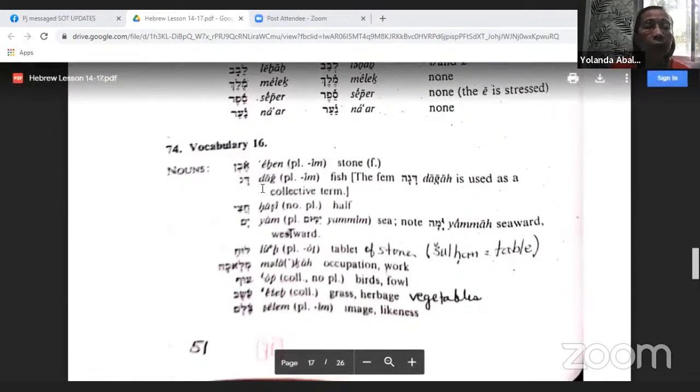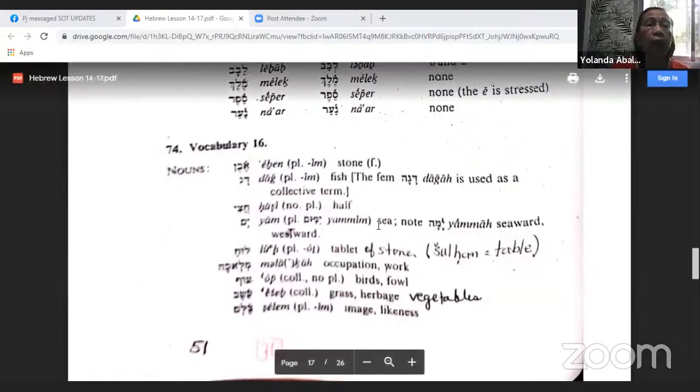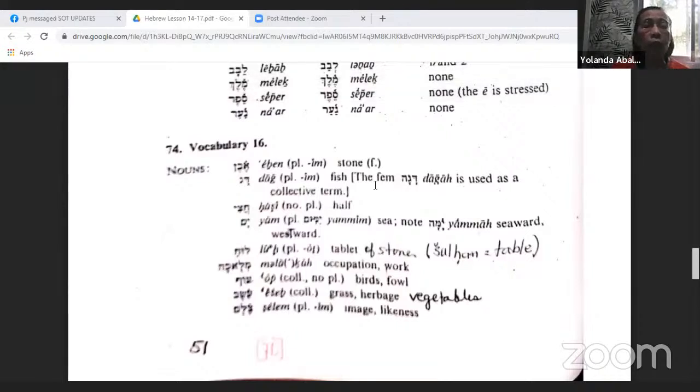So we have the word even, stone, ang plural niya, avanim. The word dag, which means fish. Ang isda na nasa tubig, ang tawag dyan, dag. Dag, isdang nasa tubig. Okay. Ang feminine form niya is daga. Ang plural form ng dag ay dagim. Yan. It is a collective term.